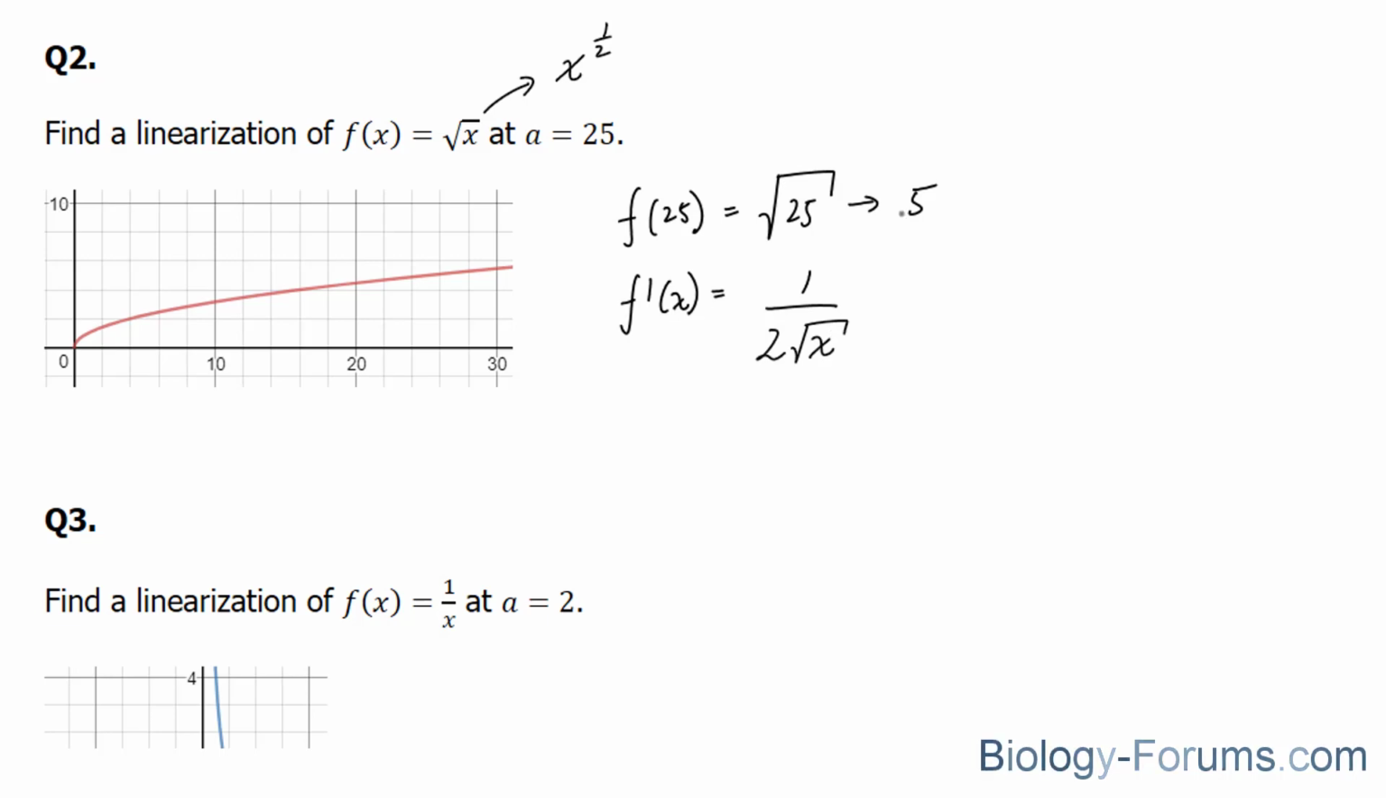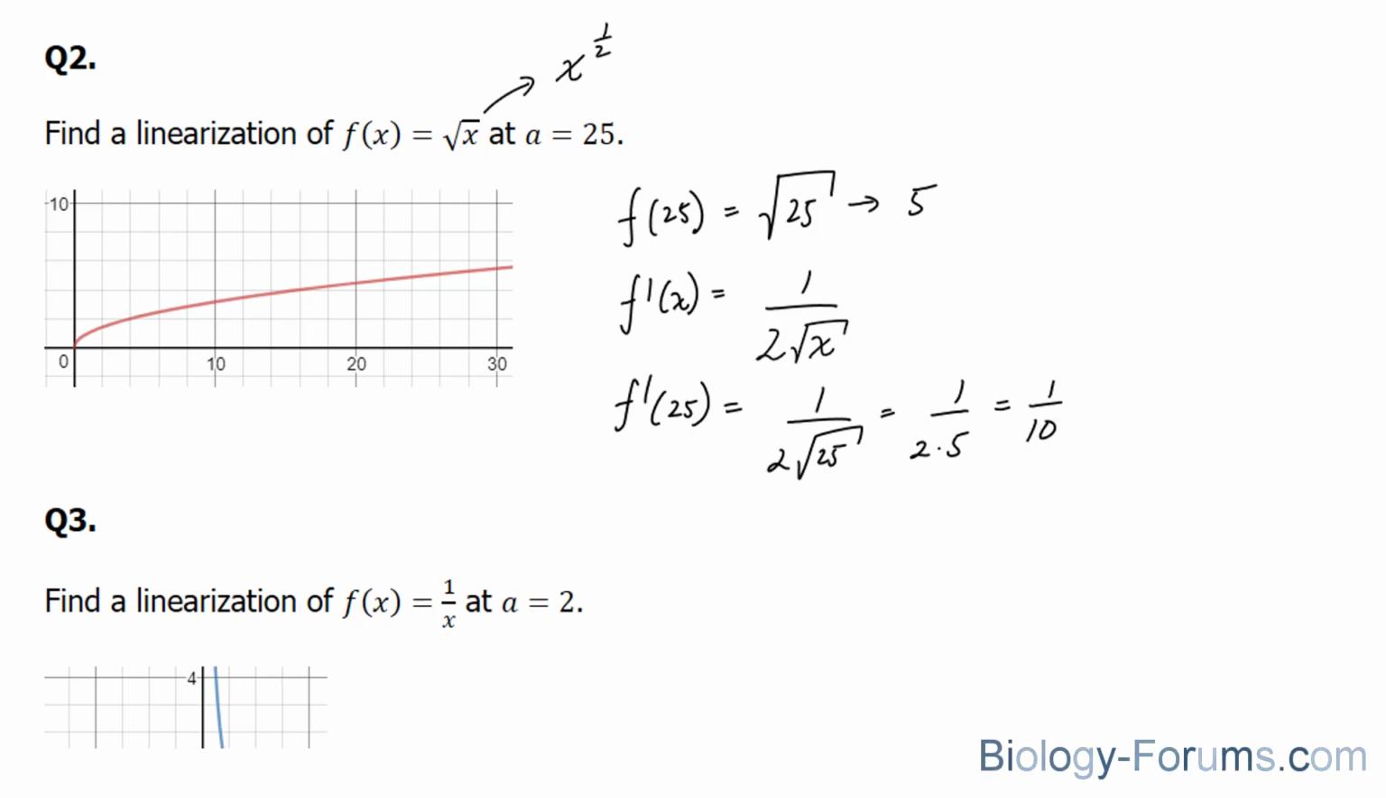And now we will apply 25. One over 2 times the square root of 25, which is equal to 5. And therefore our answer is 1 over 10.